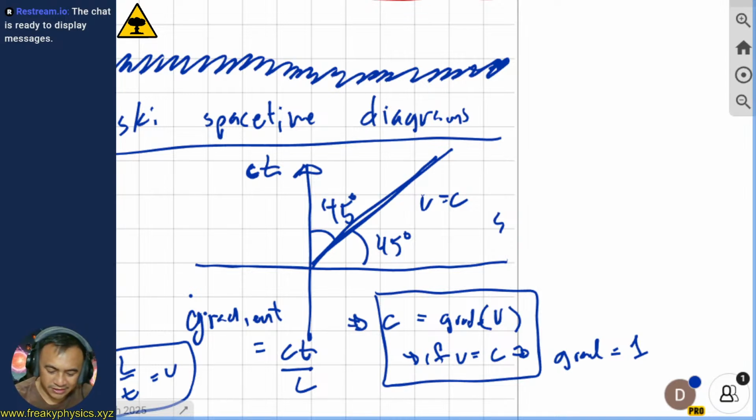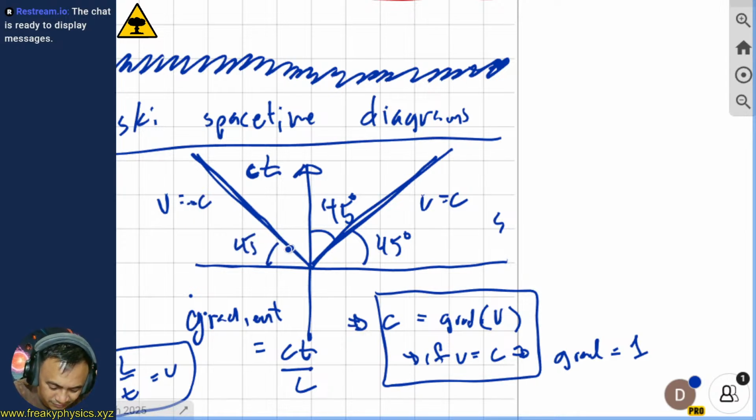What's so special about that 45-degree angle? Because we can draw another line like this going the other way. This is V equals negative C in this case, right? And what happens here? If this is 45 degrees, you will notice something. What angle is that thing in the middle? 90. That makes it easier to understand what's happening. But why do we need the other side and the angles? Why do we need the angles?